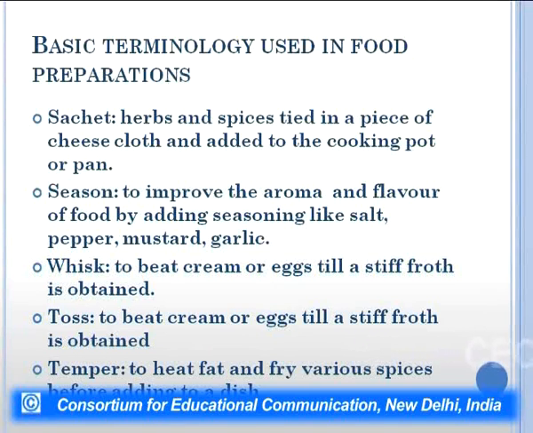So these are a few basic terminologies which are used in preparation. Otherwise there are so many like dicing, cutting, chopping. So these are being used in day-to-day life. So I think I should finish the topic for the day here. I discussed both the science and art of basic food preparation today.